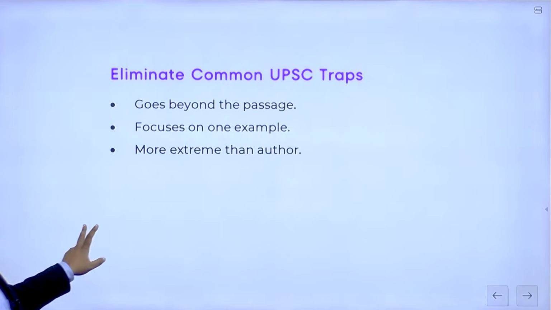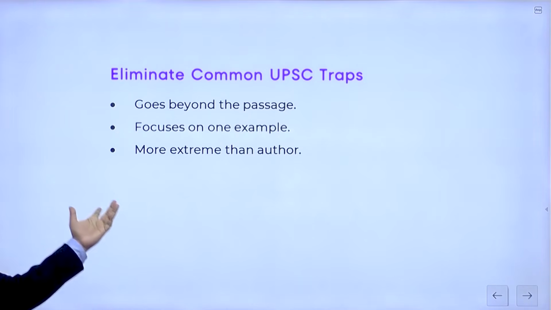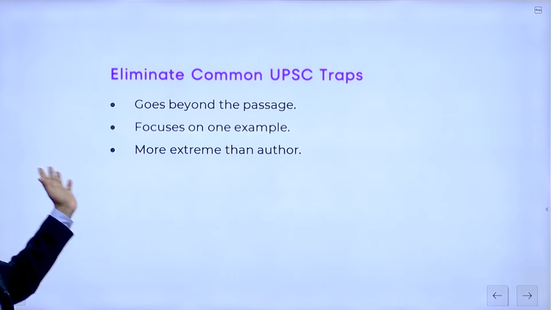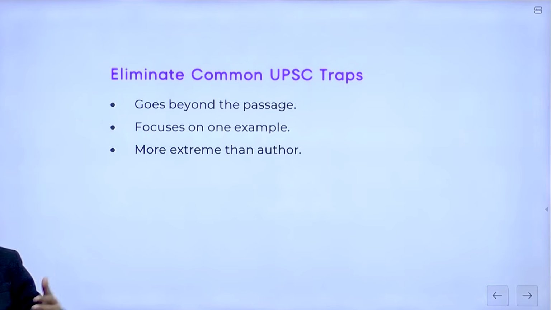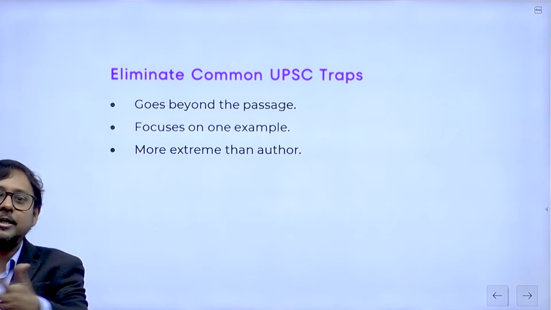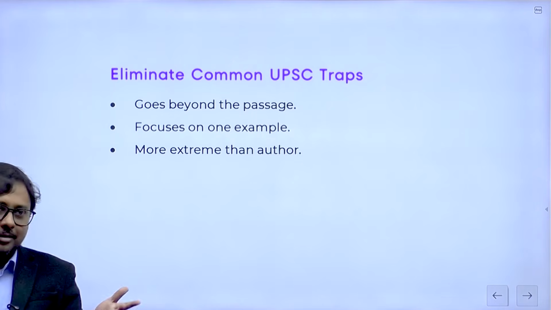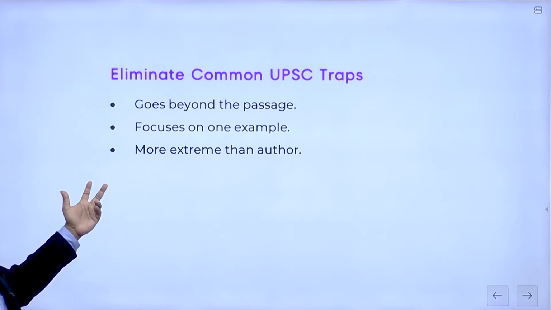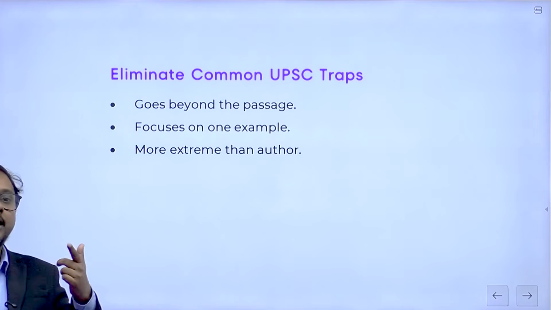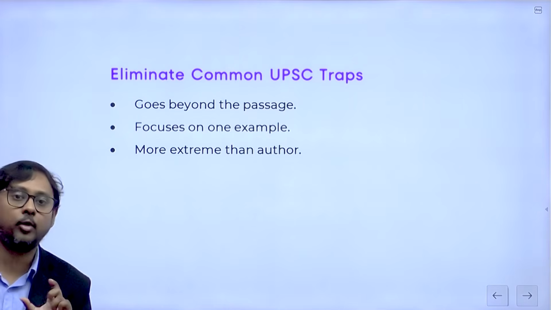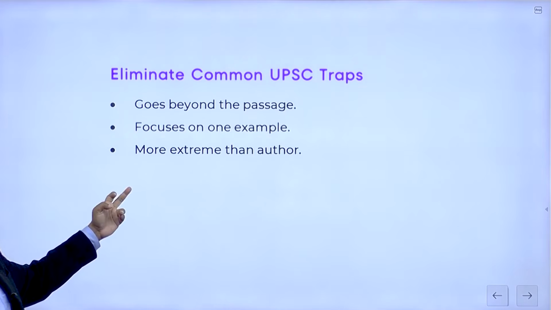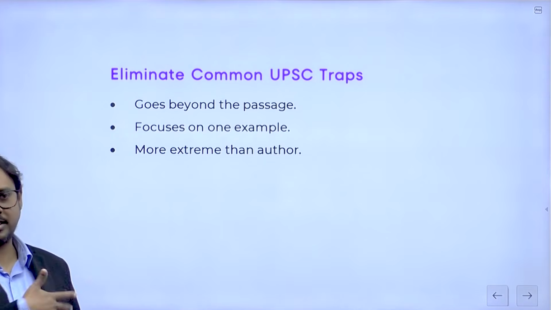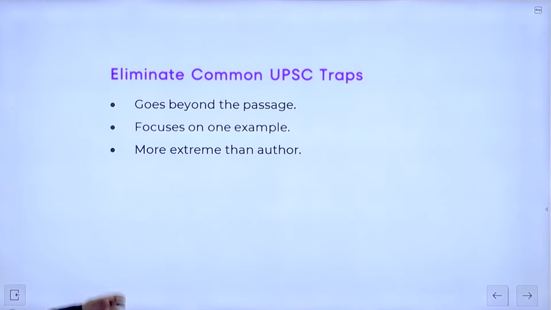So elimination: there are a few ways UPSC sets a trap. Going beyond the passage, which I don't have to explain to you, because you know these are signs of not the answer. Focuses on one example, because crux means the central idea, core idea, not one example. More extreme than the author. This is another way you eliminate options. If it is extreme, you eliminate it.